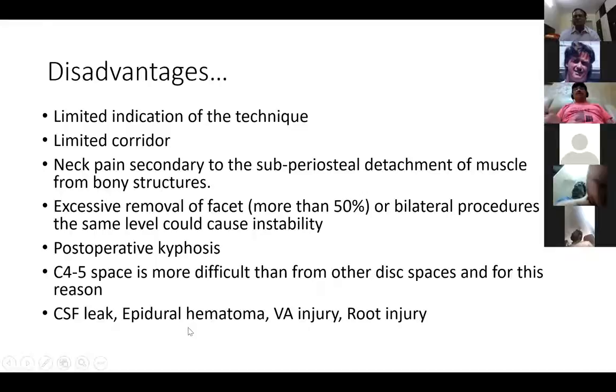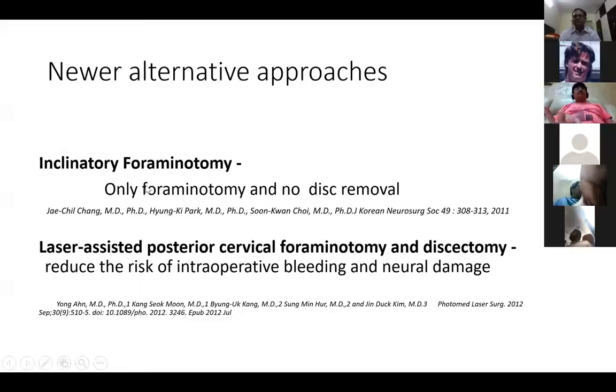Your alternative approaches are techniques like inclinatory foraminotomy, where you only do the foraminotomy and do not disturb the disc. This has been widely accepted now, and many papers are supporting this. The other is the laser-assisted posterior cervical foraminotomy, with less bleeding risk and less dural injury.